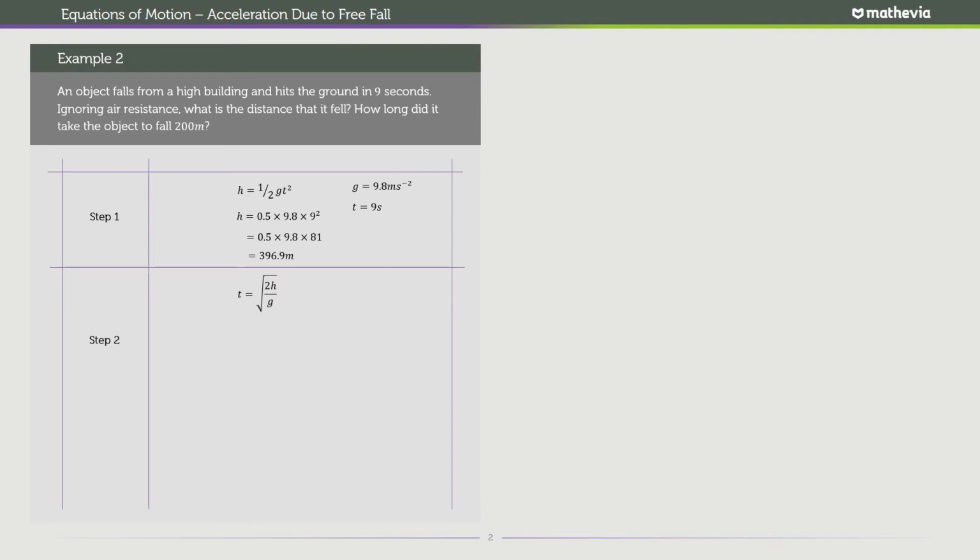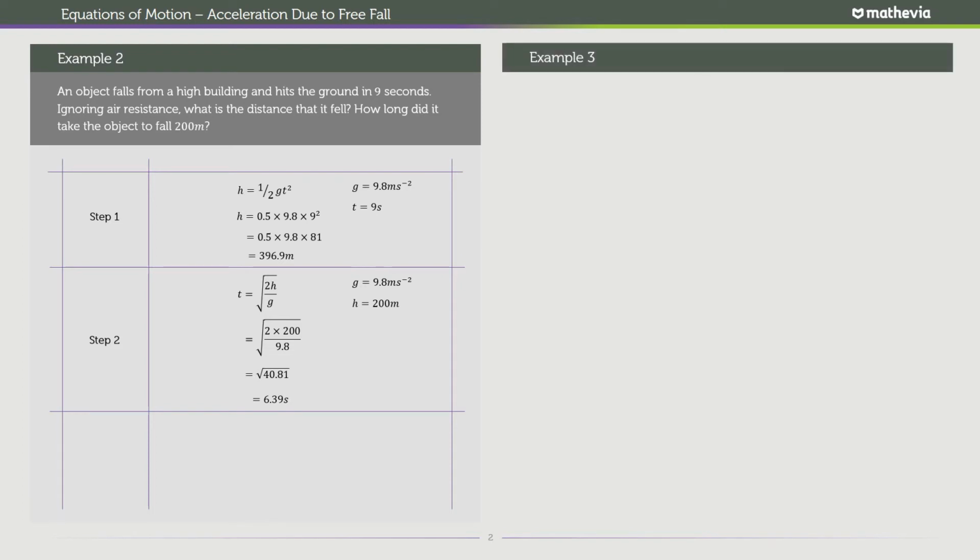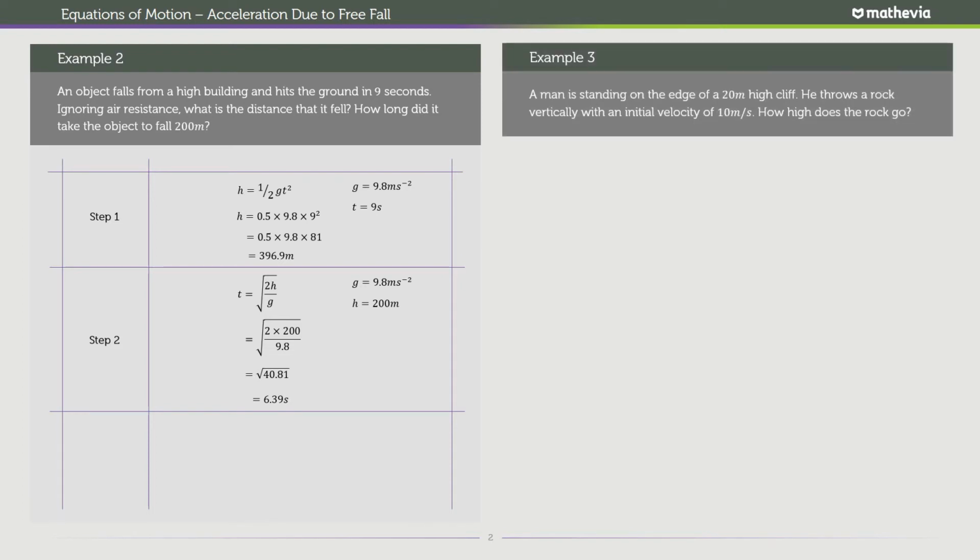And then basically, you rearrange that formula there. And what you have is g is 9.8 meters per second squared and h as 200 meters. And then you just go ahead and put your values in, and you should end with 6.39 seconds. Simple, straightforward.